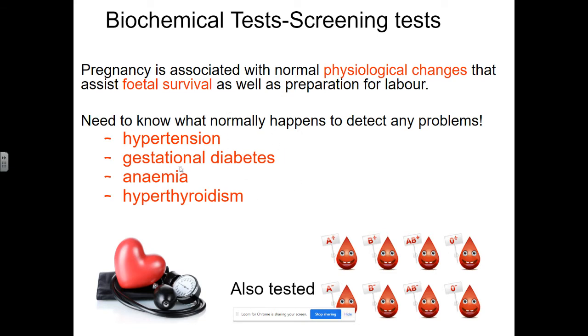We test a woman's blood sugar for what's called gestational diabetes. We will look at diabetes in a later part of the course, and we go into a reasonable amount of detail, but you can get a form of diabetes called gestational diabetes. It's different to the normal diabetes that we get from type 1, type 2. You can get anemia, so we check the levels of iron, and your thyroid function can be checked as well. We also check blood group, so if we need to, we can give something called the anti-D.